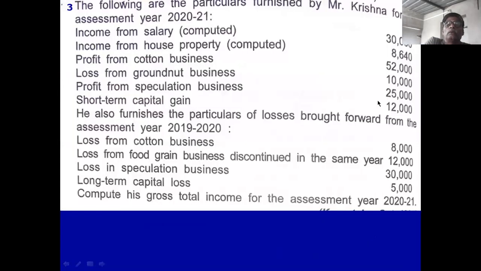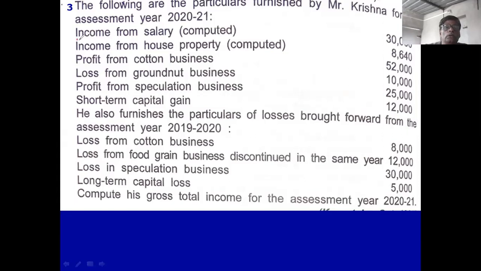Then come to the next problem. The next example is example number 4. From the following particulars of income given by Mr. Krishna for the assessment year 2020-21, the following information is there. You see the first point.